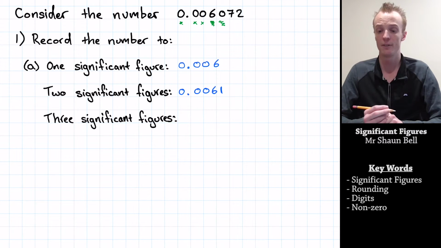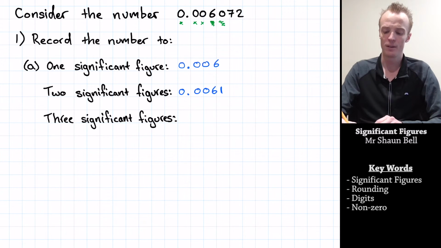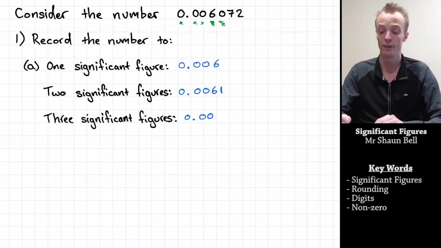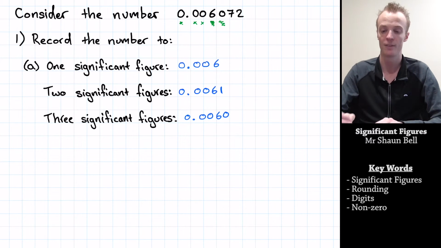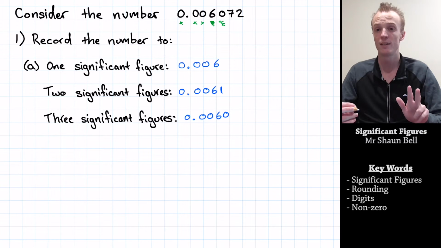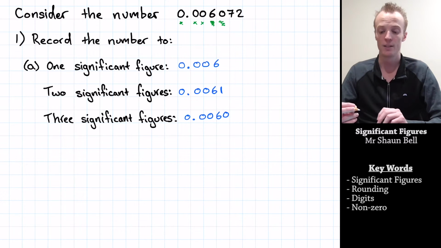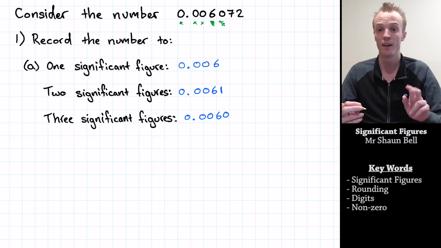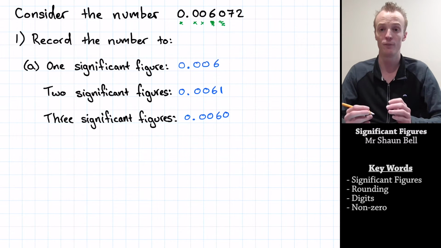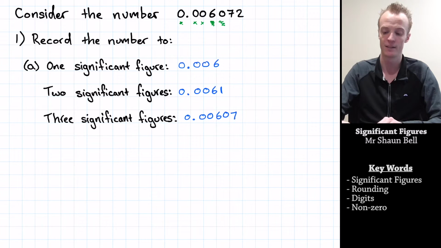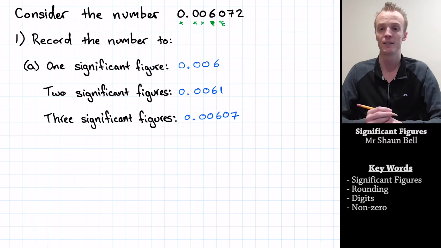How about 3 significant figures? Well, that's going to be equal to 0.00. Our first significant figure is the 6. Our second significant figure is the 0, and we've got to include that this time. But our third significant figure is where we're rounding. So our third significant figure is a 7, but we've got to look at the next digit, which is a 2. It's less than 5, so the 7 remains the same, and we've now rounded this to 3 significant figures.